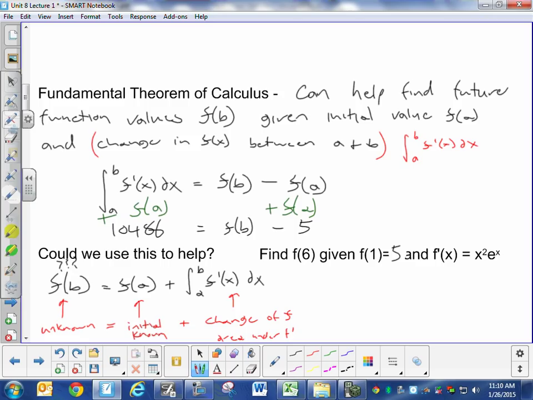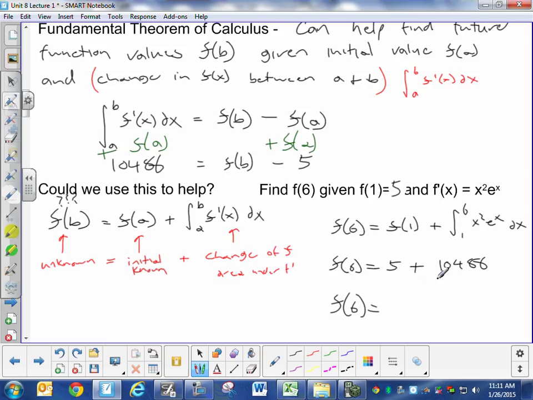Okay, so now we can figure out what f of 6 is without having to know the antiderivative, but with having a calculator handy, ready to use. It is just f of 1 plus the area from 1 to 6 under x squared e to the x dx. Or it is just 5 plus 10486. There's my answer.